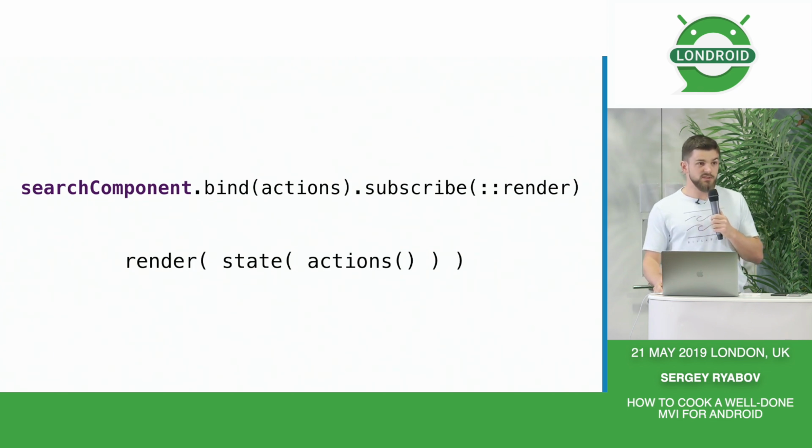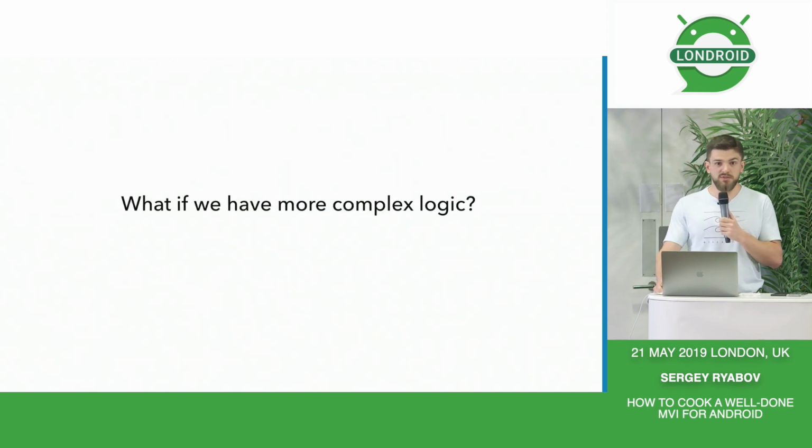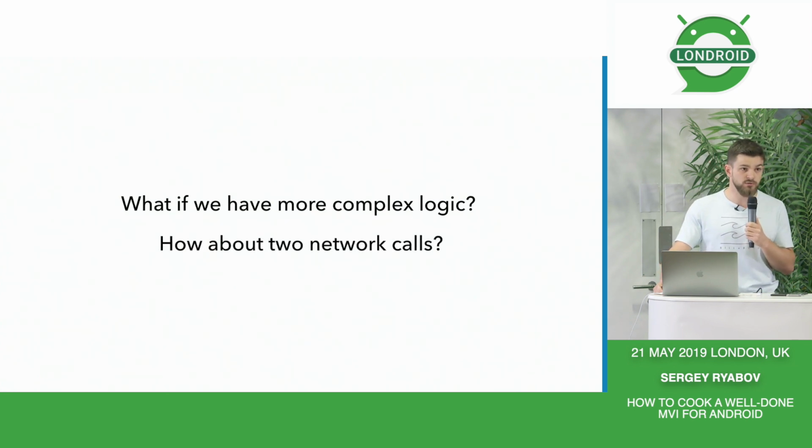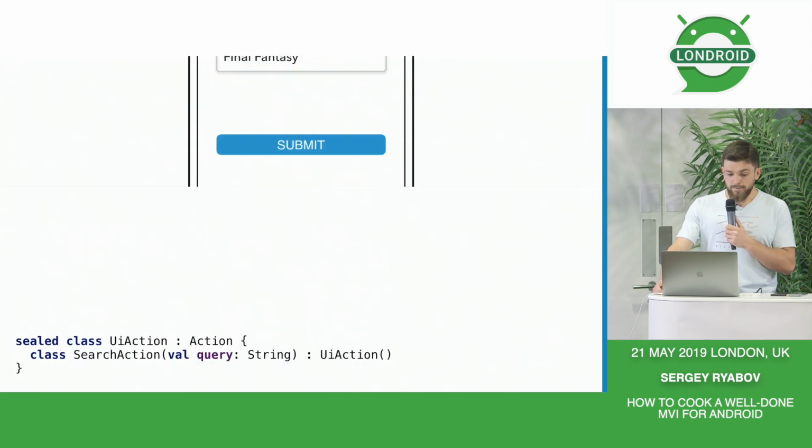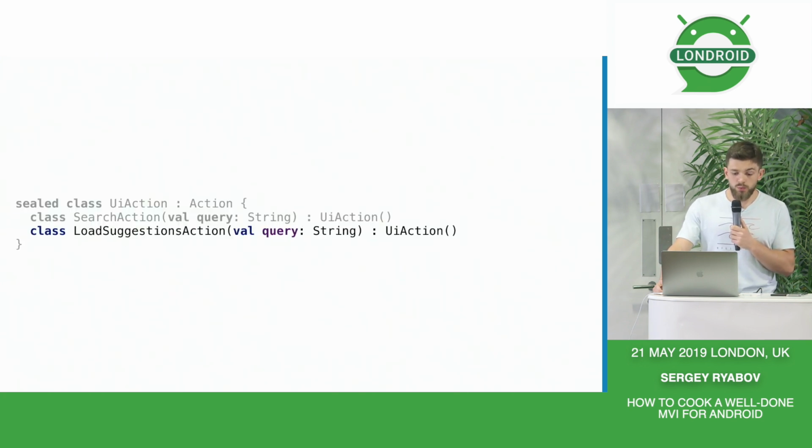And that example is quite simple. I mean, very simple. But what if we have some added complexity here? For example, two network requests whose results we need to combine to show on the screen. Something like that. We will show search suggestions. We had one action. Now we will have two actions. The second one will be just loading suggestions based on this same query that's entered in the input.